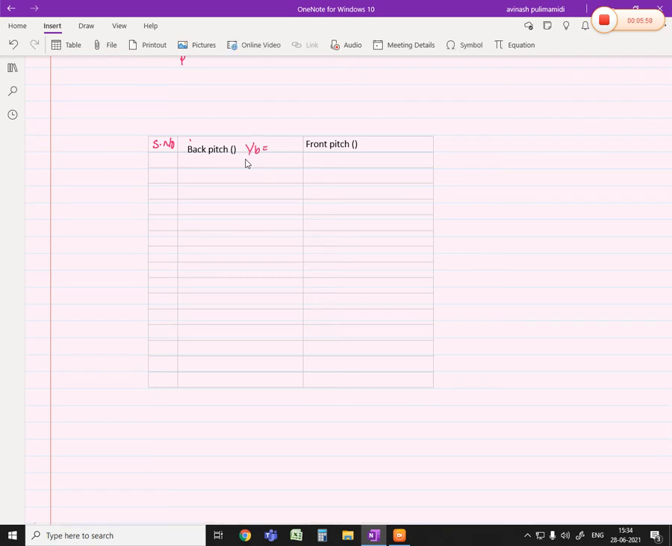YB is 7, and YF, the front pitch value, is 5. Starting with serial number 1, always add 1 plus the back pitch, so the value will be 8. Take this 8 for front pitch: 8 minus the front pitch value 5 will be 3. Take this 3 for serial number 2. 3 plus 7 will be 10, and 10 minus 5 will be 5.